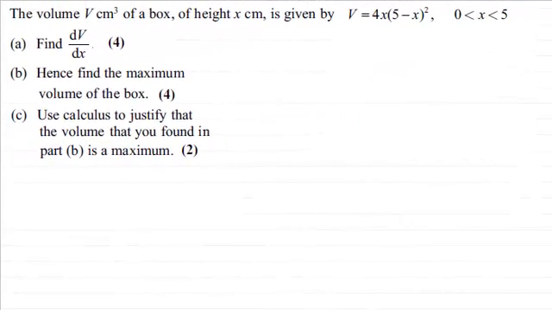Hi there. Now for this question, we're told that the volume V cm³ of a box of height x centimetres is given by V = 4x(5 − x)² for values of x that are greater than 0 but less than 5. And in the first part we've got to find dV/dx for 4 marks. So if you'd like to have a go at this, if you haven't done so already, just give you a moment to pause the video.